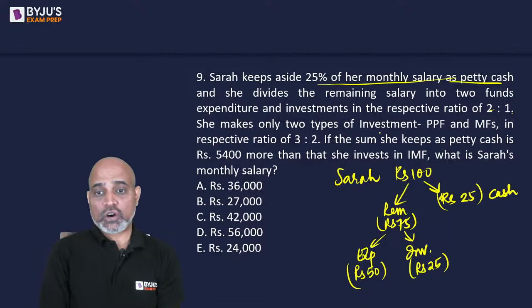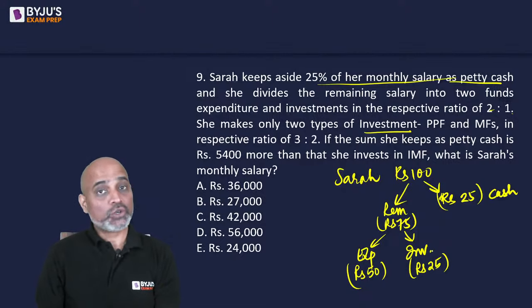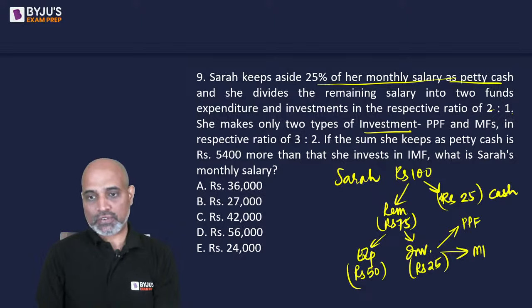Then she makes only 2 types of investment. So you need to go to investment and she is going to do it in 2 parts. One is PPF and another is IMF. This is in the ratio 3:2. So you need to divide 25 in the ratio 3:2. So you will have 15 here and you will have 10 here.